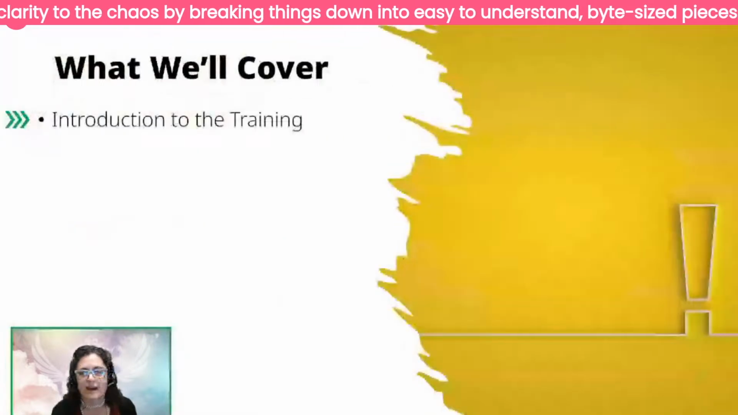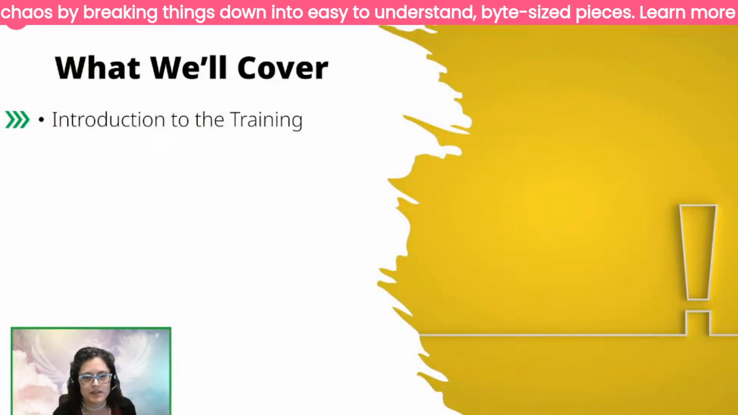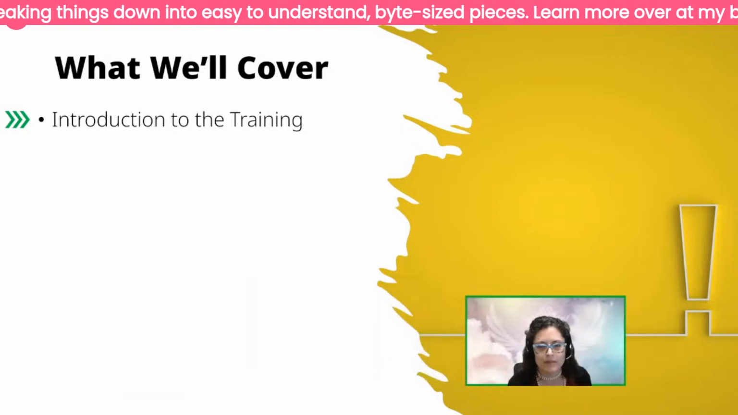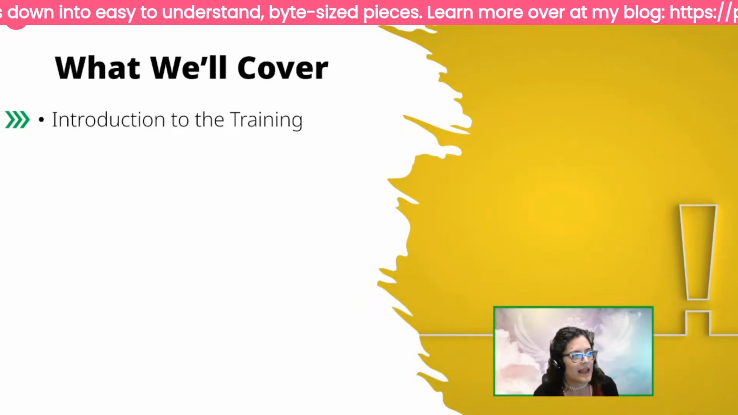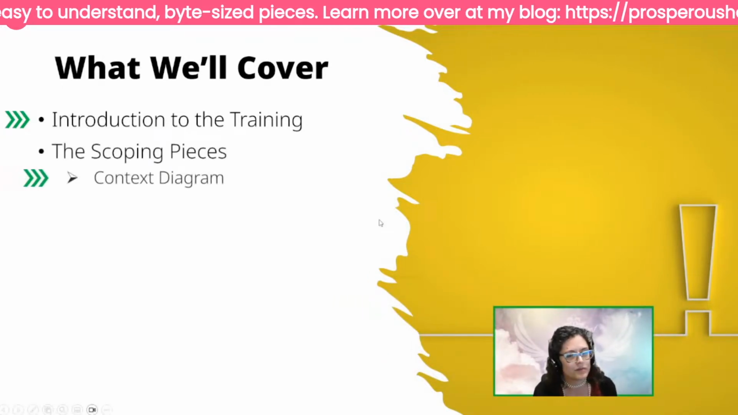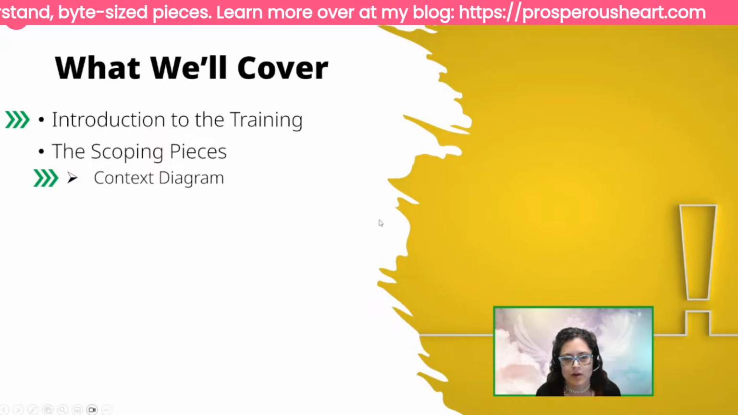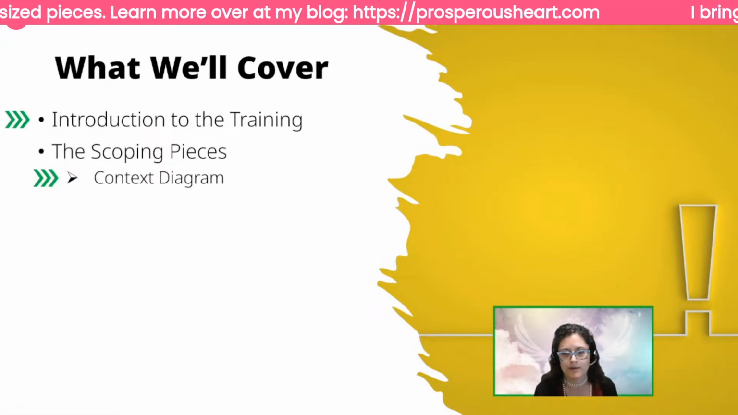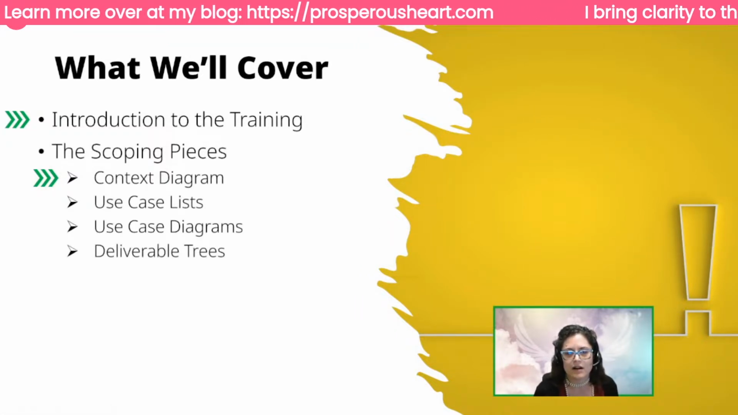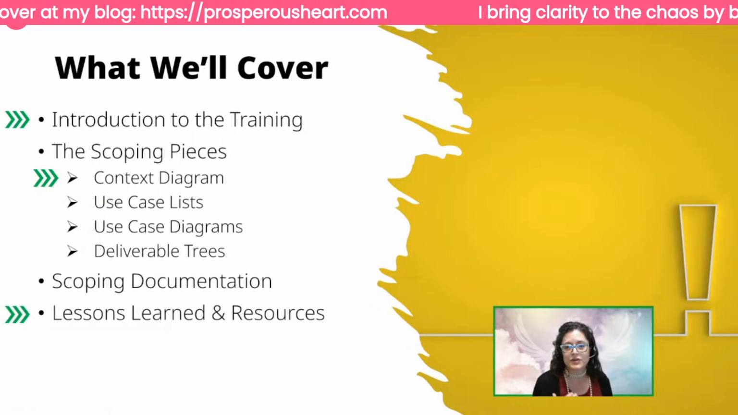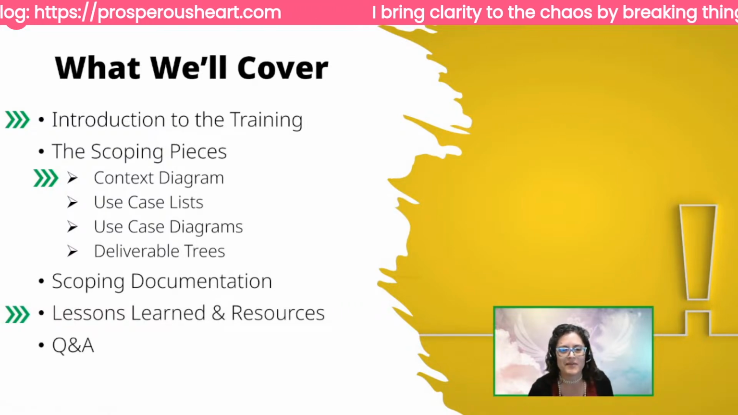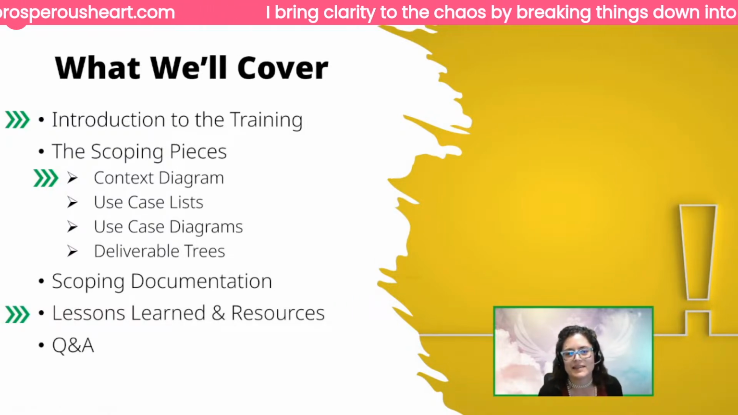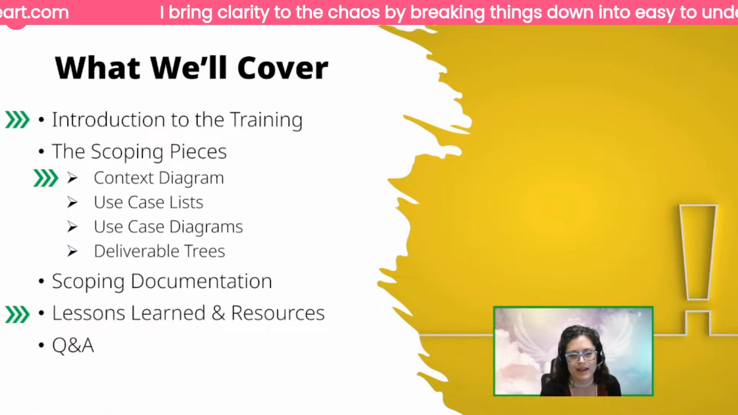So, what are we going to cover today? Well, first of all, an introduction to the training. And then I'm going to also cover just one part of the scoping pieces, which is the context diagram. There are a few others that are included, but they will not be in today's training, but will be part of the one that I'm giving next week. And then I'll give you some of my lessons learned and resources for that.